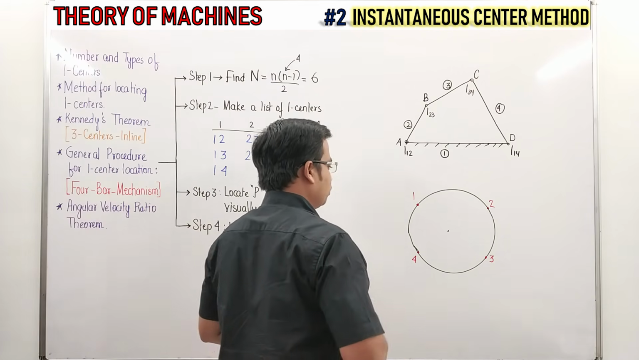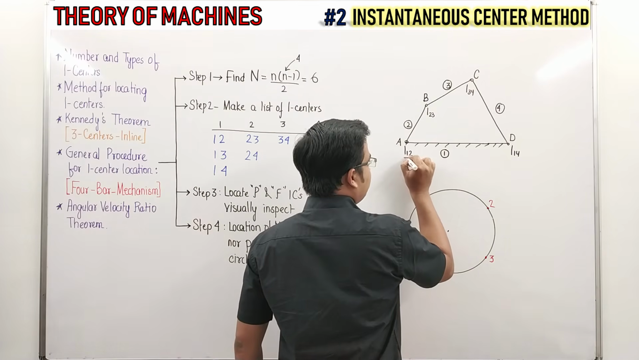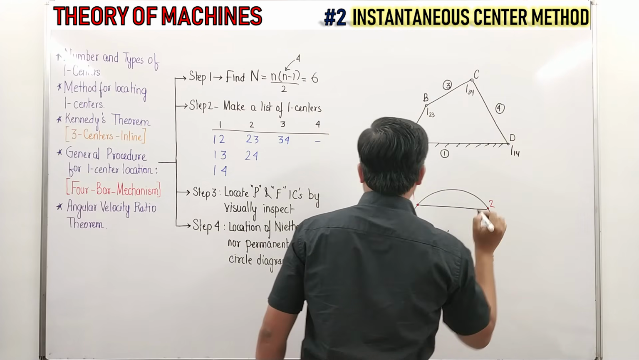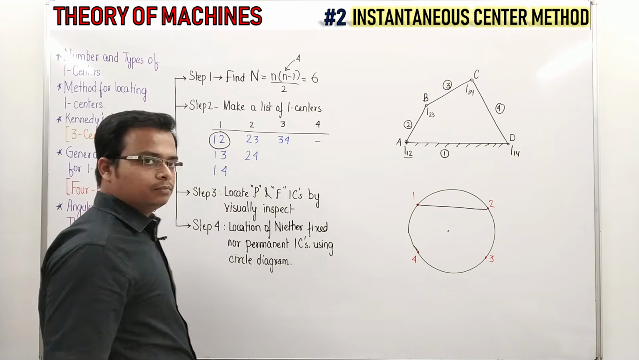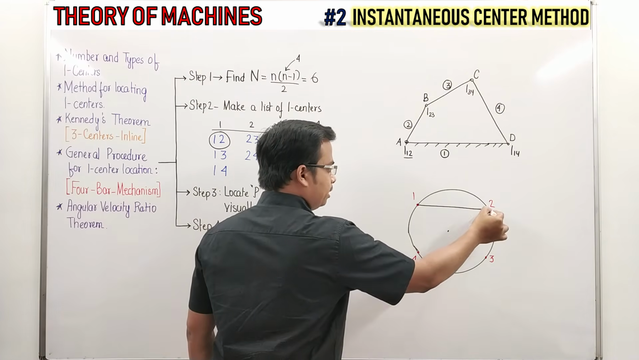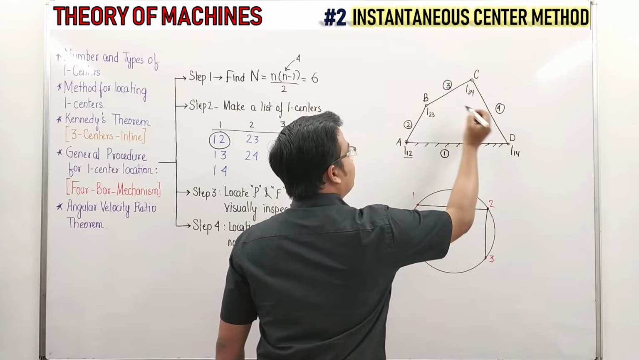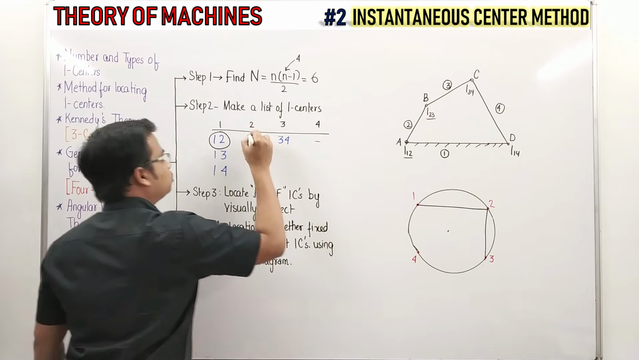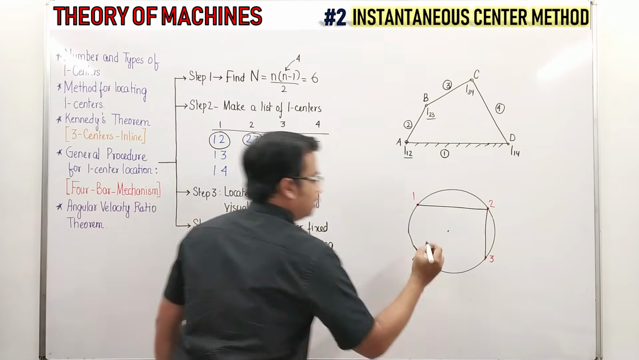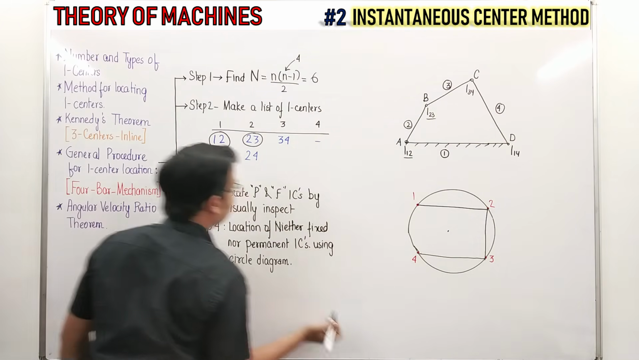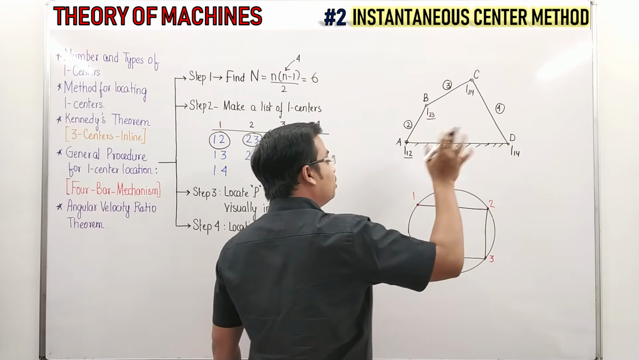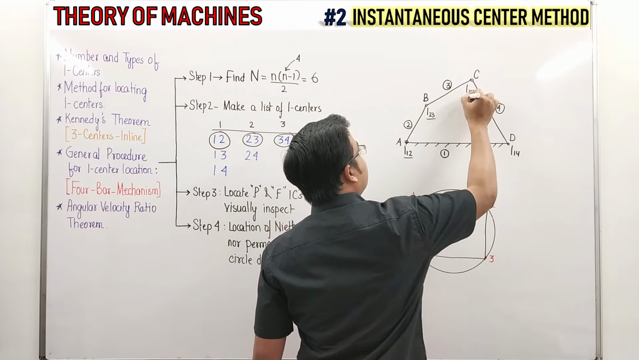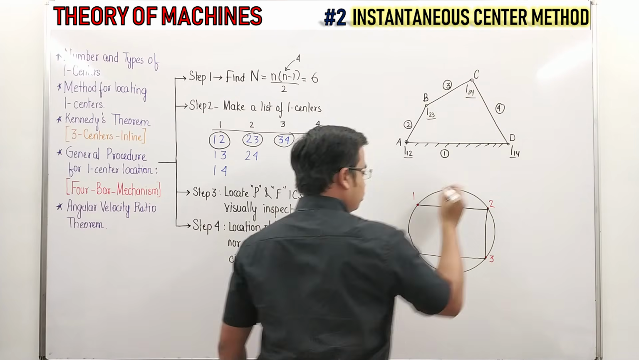Let's join 1 with 2. So I center 1, 2 has already been located. 1 with 2, make a circle. 1 by 1 we'll circle. Okay? 1, 2. Then 2, 3. That's 2, 3. Then 3, 4. Fair enough. So these are all the permanent and fixed I centers. Very easy to locate. And then there is this 1, 4. That's 1, 4.